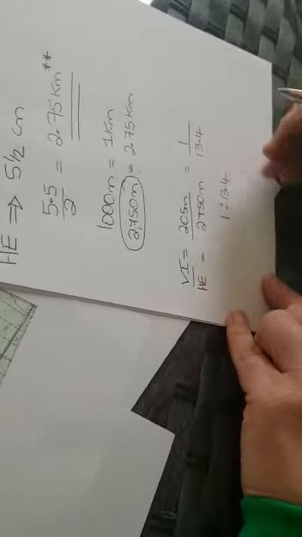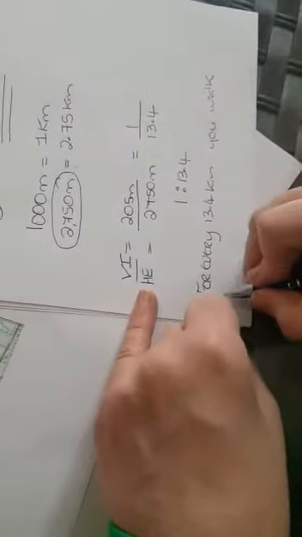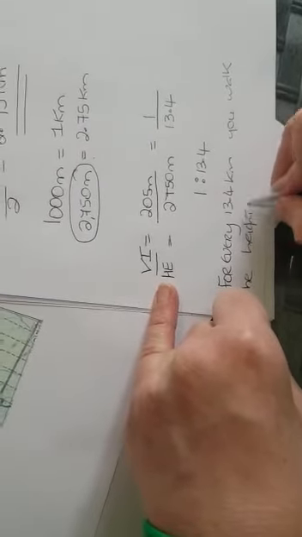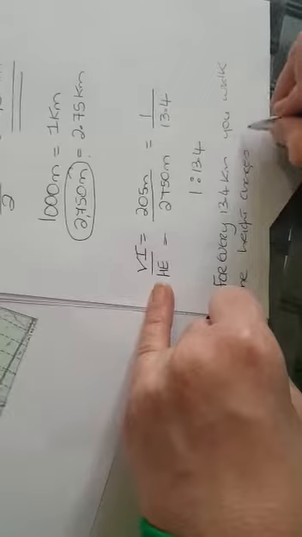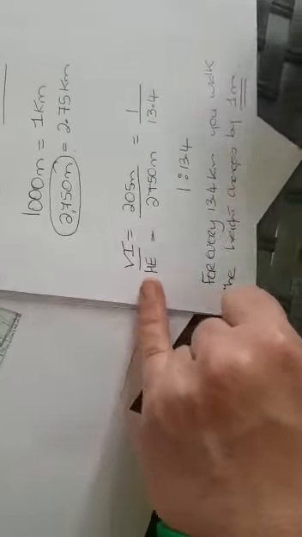So that means you have 1:13.4. Now basically what that means is that for every 13.4 kilometers you walk, the height increases or changes by 1 meter. And there's your answer, 1:13.4.